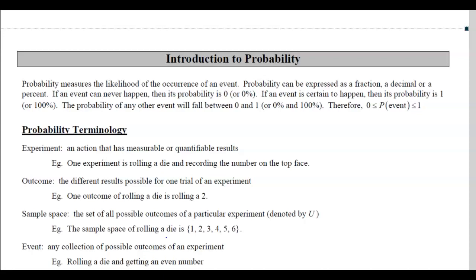So probability measures the likelihood of an occurrence of an event. Probability can be expressed as a fraction, a decimal, or a percent. So really you have to look at what the question is asking. If an event can never happen, then the probability is 0. If an event is certain to happen, then the probability is 1, or 100%. Probability of any other event will fall between 0 and 1.